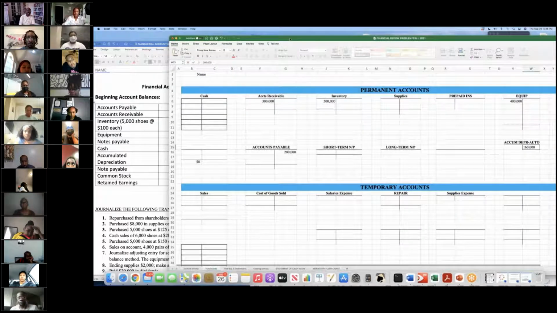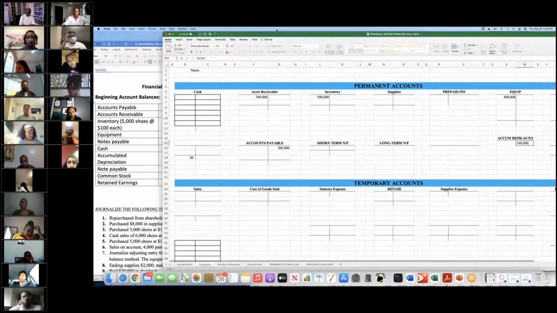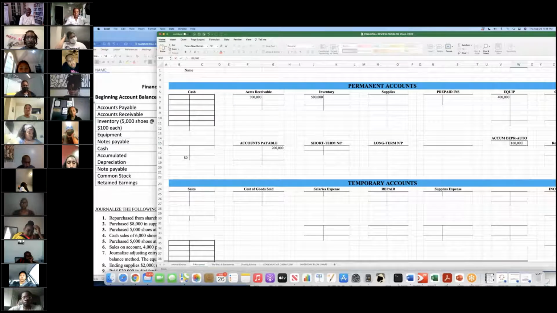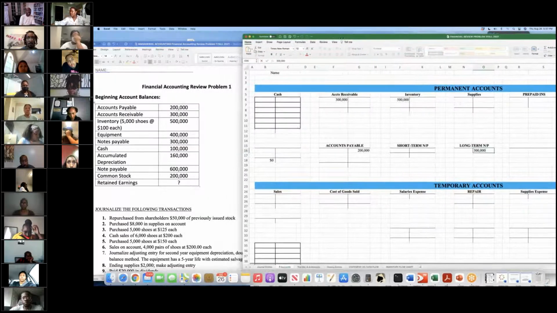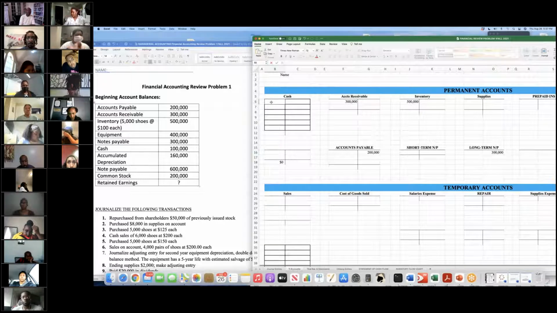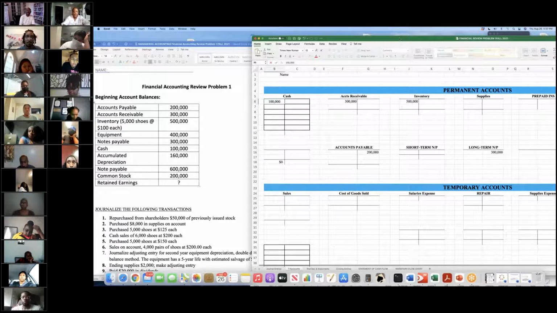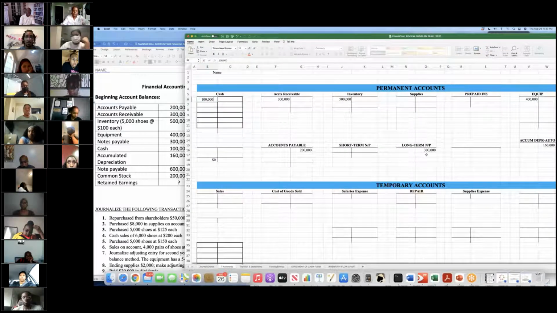Notes payable 300,000, so that's going to be a long-term note, so that's going to be where? Am I credited for my notes payable? Okay. Cash. Cash, I debited it. So we're just putting them in where they go. That's cash. Then we had notes payable again, so a different type of note. So we just put that in also.